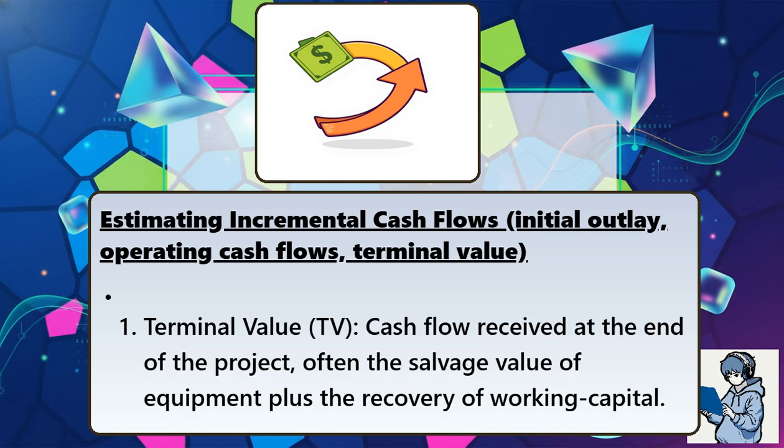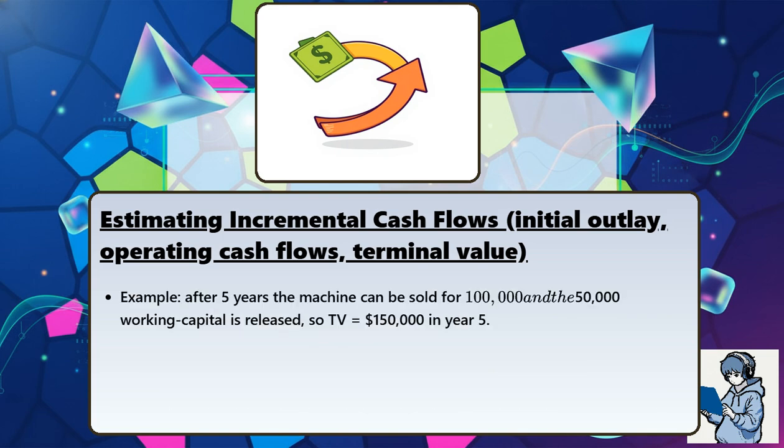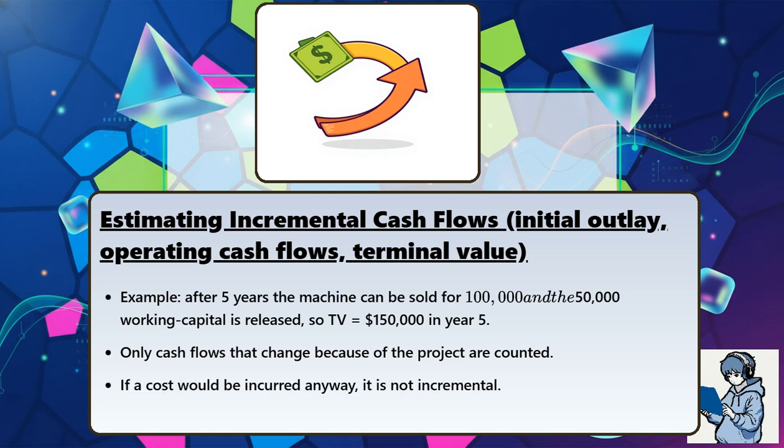3. Terminal value, TV. Cash flow received at the end of the project, often the salvage value of equipment plus the recovery of working capital. Example: after 5 years the machine can be sold for $100,000 and the $50,000 working capital is released, so TV equals $150,000 in year 5. Only cash flows that change because of the project are counted. If a cost would be incurred anyway, it is not incremental.